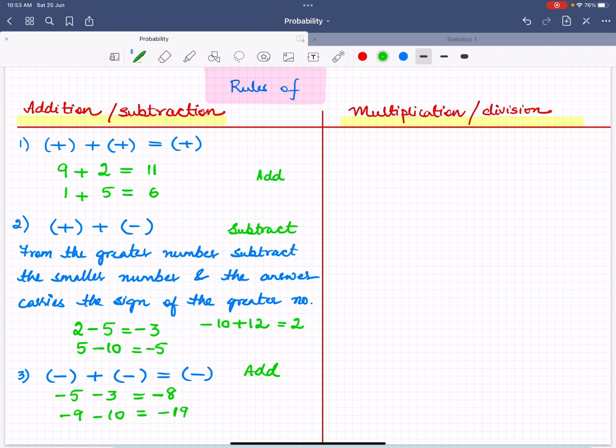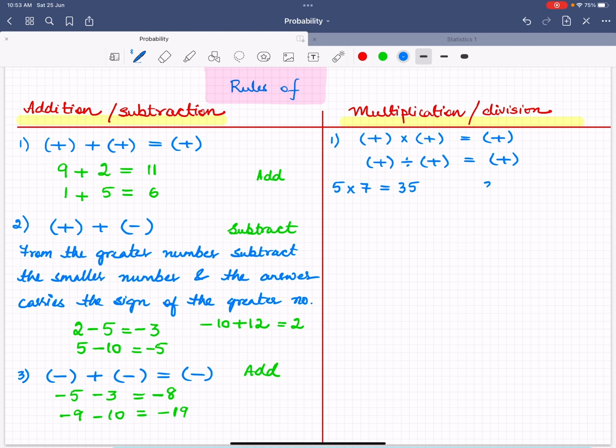Let's move on to the three rules of multiplication and division. Rule number 1. For multiplication, if we multiply a positive number by a positive number, the result is positive. And if we divide a positive number by a positive number, the result is positive. So let's check examples for both of these. We take a positive number and multiply it with another positive number. 5 times 7, that gives us 35, and the answer is positive as well.